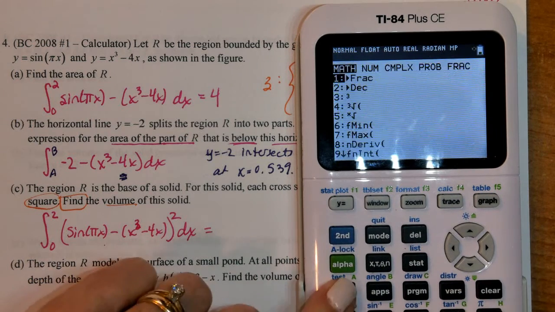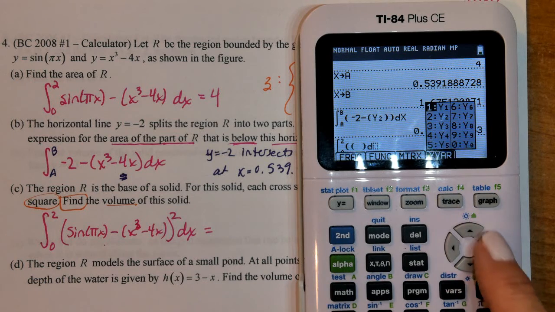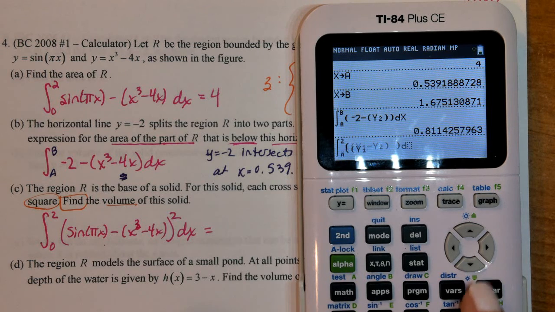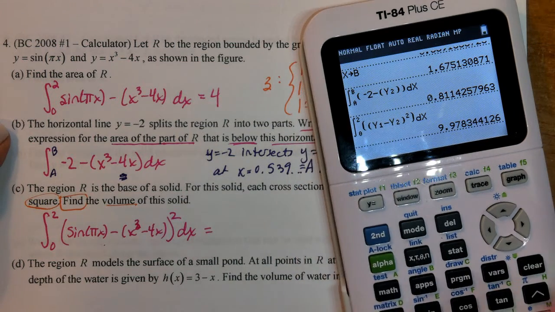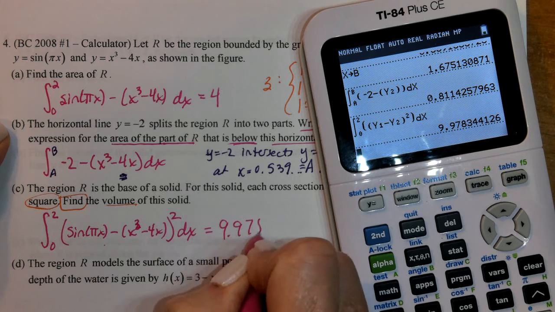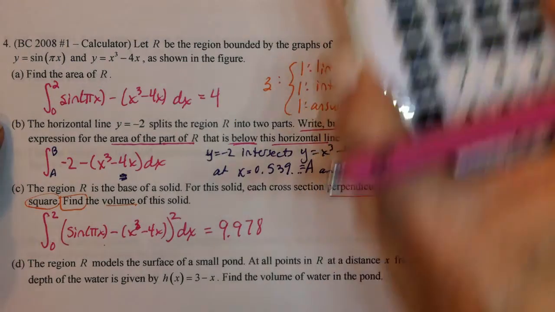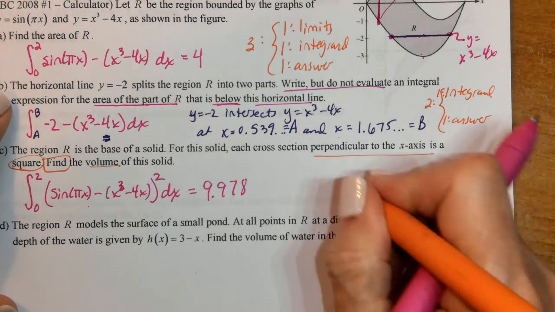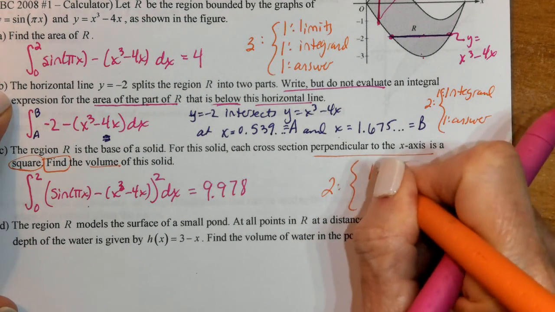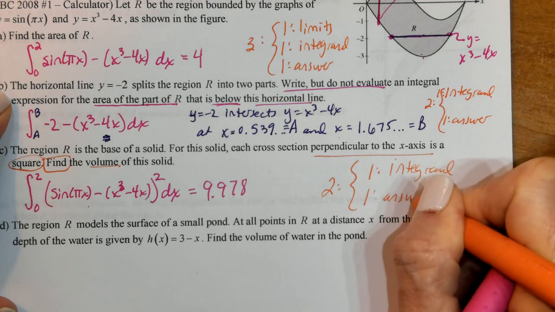All right, integral 0 to 2. I'm squaring, so the top curve minus the bottom curve squared dx. Okay, there's that: 9.978. We give at least 3 decimals. At least 3. You can truncate or round that last decimal place, but at least 3. That was worth 2 points: 1 point for the integrand again, and 1 point for the answer.